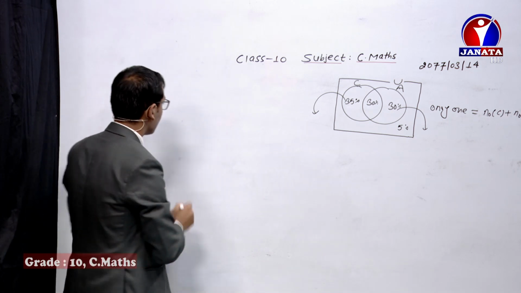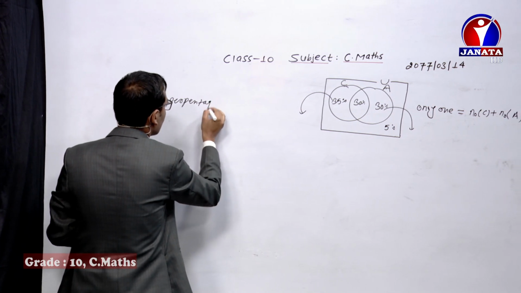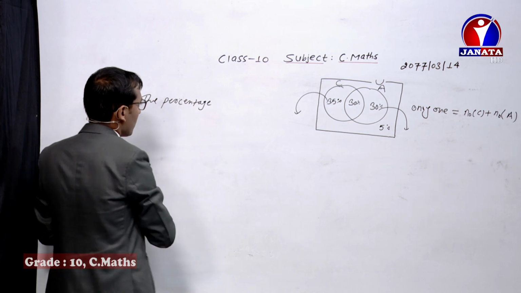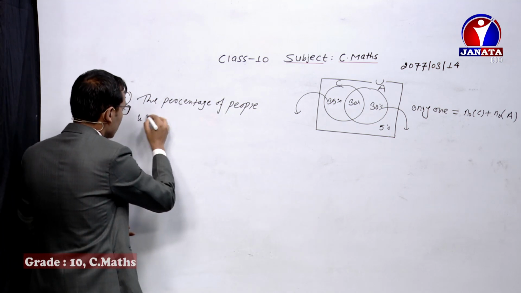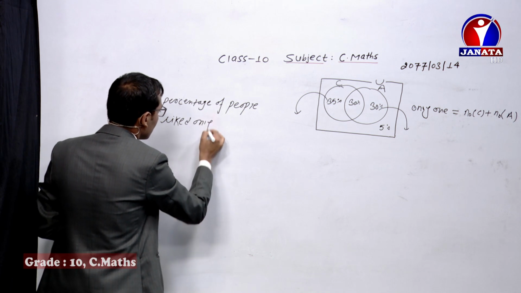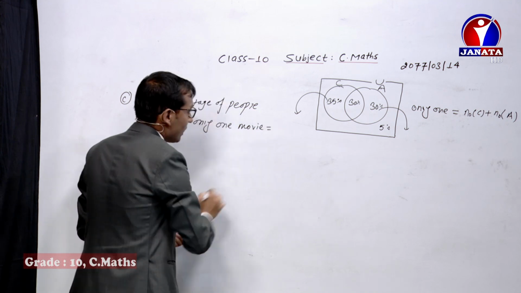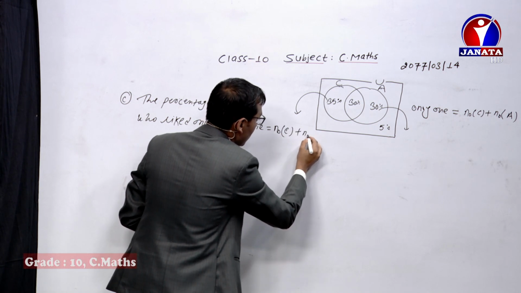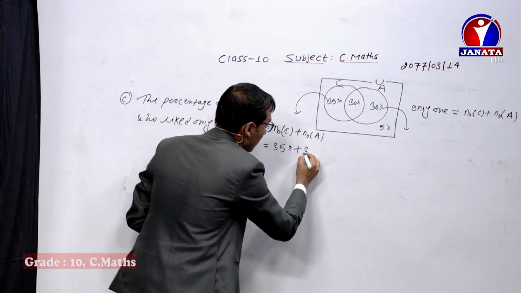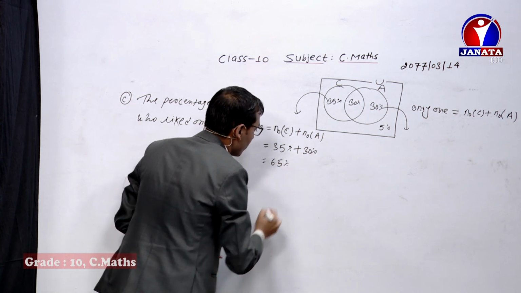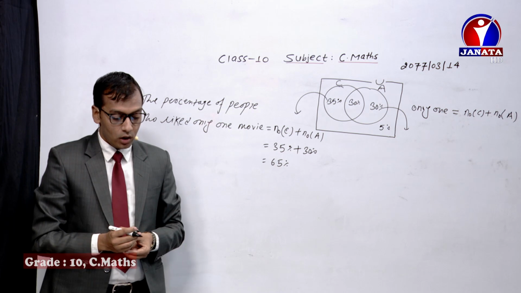For number C, the percentage of people who liked only one type of movies is equal to N only C plus N only A. So N only C is 35% plus 30%. This is 65%. This is the information we obtained in percentage, but here we are asked to find the number of people.